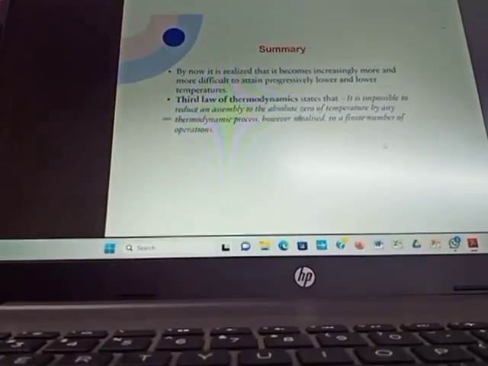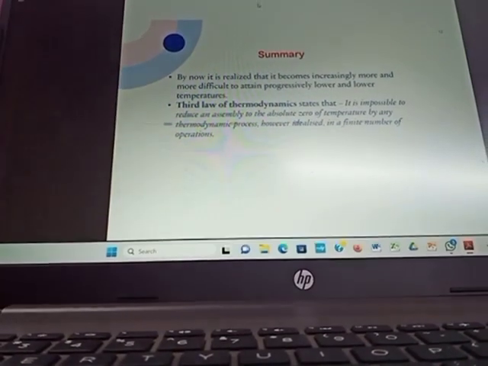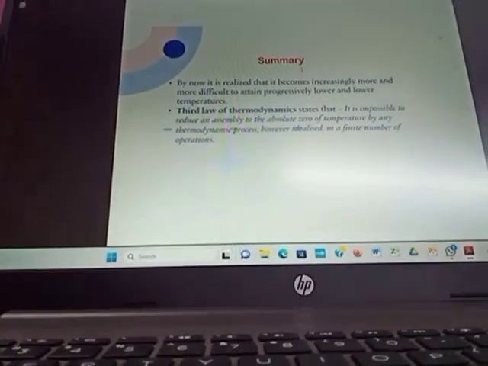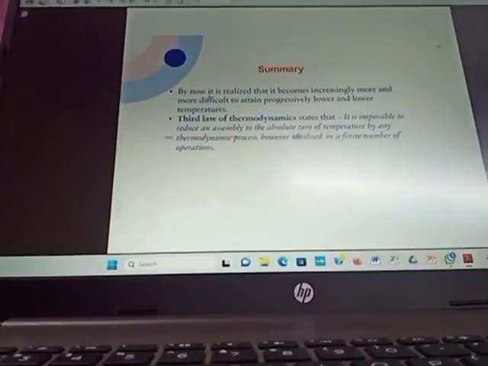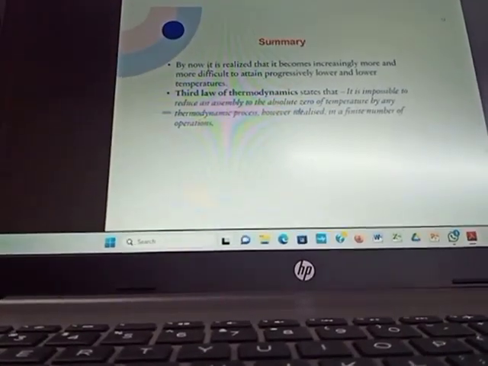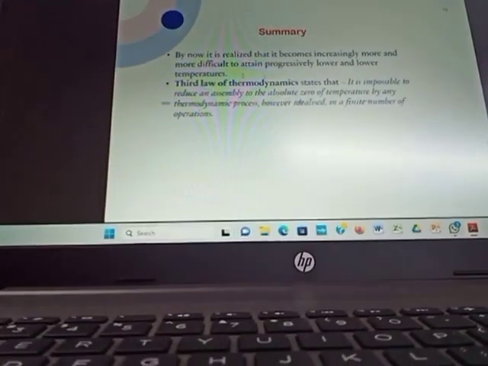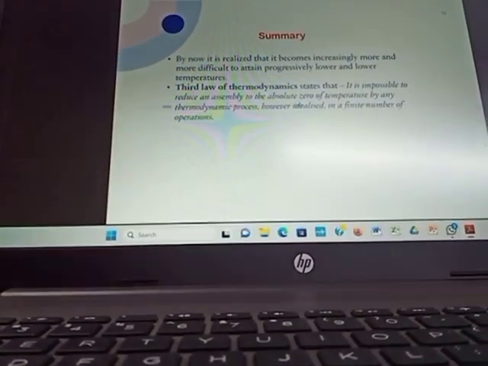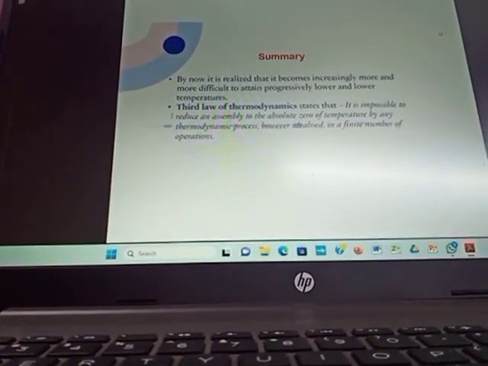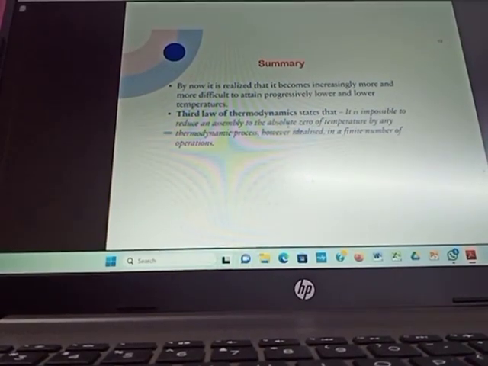So now we come to our last discussion, the summary or the drawback of low temperature. By now it is realized that it becomes increasingly more difficult to attain progressively lower temperature, as the third law of thermodynamics states that it is impossible to reduce an assembly to the absolute zero of temperature by any thermodynamic process, however idealized, in a finite number of operations.